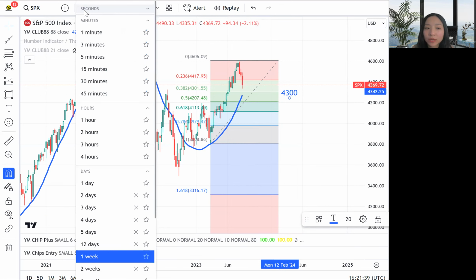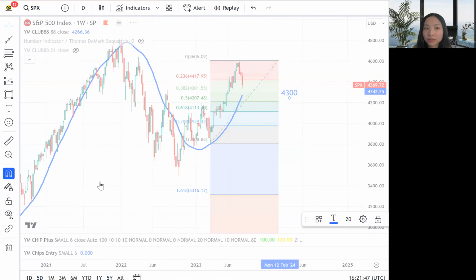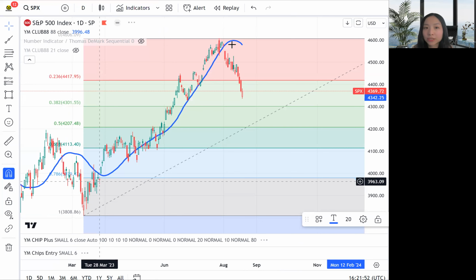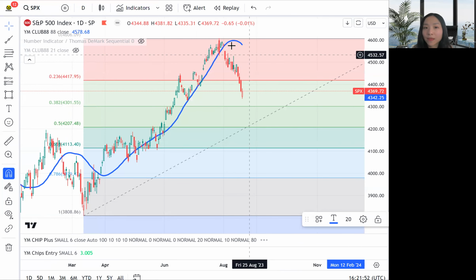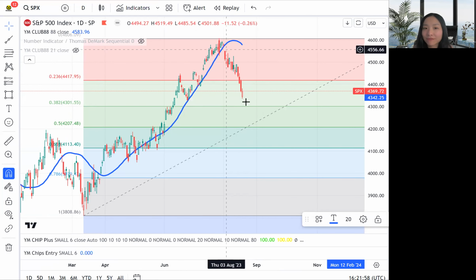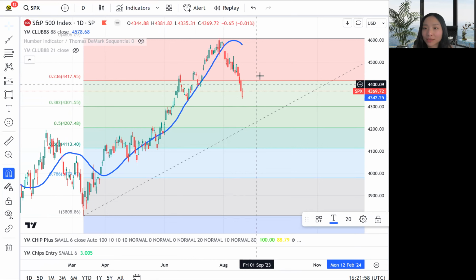So the next one I want to check with you is the daily chart. On the daily chart, you can see my indicator is turning down already. What does it mean? It means it's going downward. So even if they have a rebound, it's a short rebound, okay?